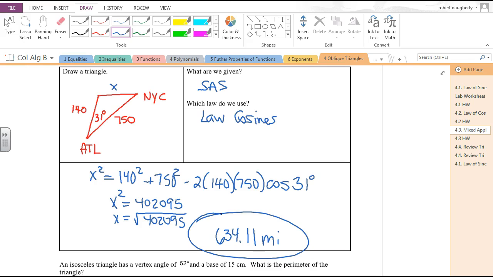I think no, 750. Yeah, the shortest distance between 2 points is a straight line. So 750. If I went 140 and then had to take a right turn, that's going to end up being like 775 miles. That's longer, okay? That's some common sense there.